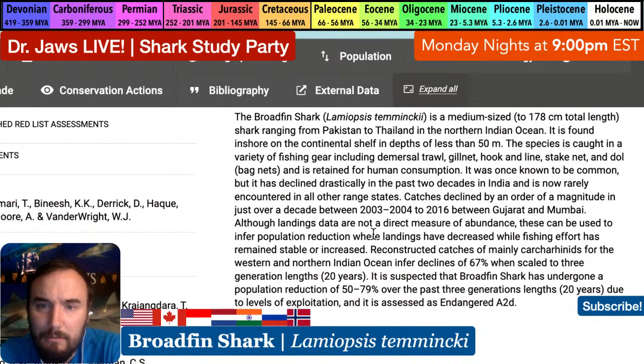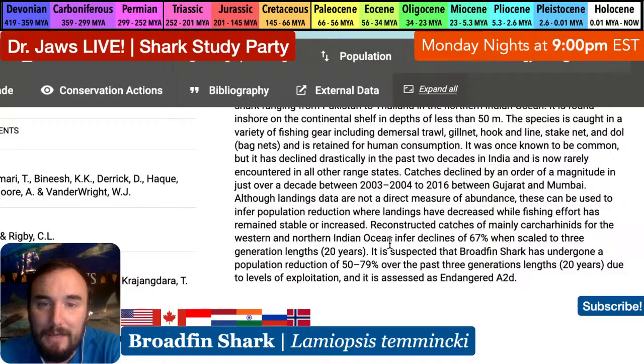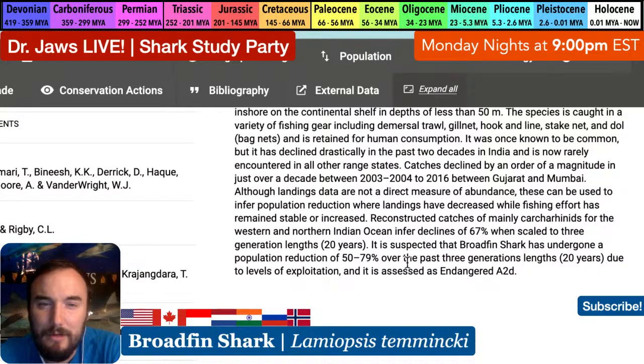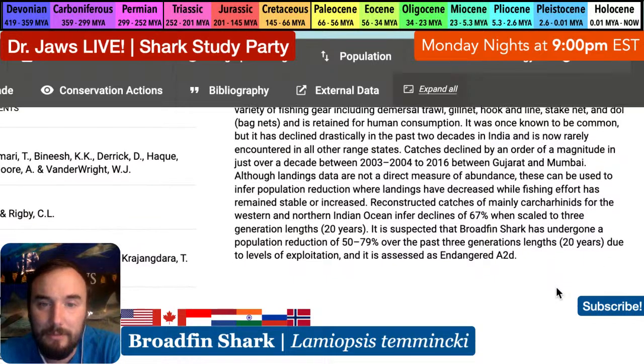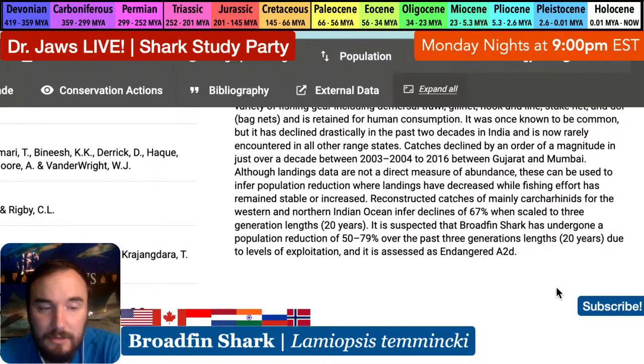Reconstruction of catches of mainly carcharinids for the western and northern Indian Ocean infer declines of 67% when scaled to 3 generation lengths or 20 years. It is suspected that the Broadfin shark has undergone a population reduction of 50 to 79% over the past 3 generation lengths, 20 years, due to levels of exploitation, and is assessed as endangered.